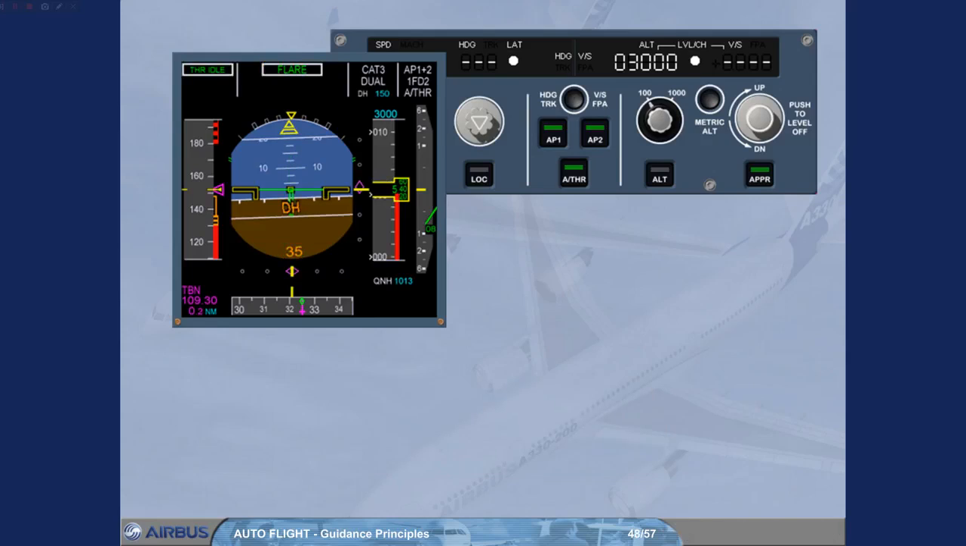At 40 feet RA, the flare mode engages. At 30 feet, if the autopilot is engaged, autopilot flight director guides the aircraft on the runway centerline and provides the required pitch attitude for the flare. If autothrust is active, thrust reduction is activated and a retard call-out is activated at 10 feet.